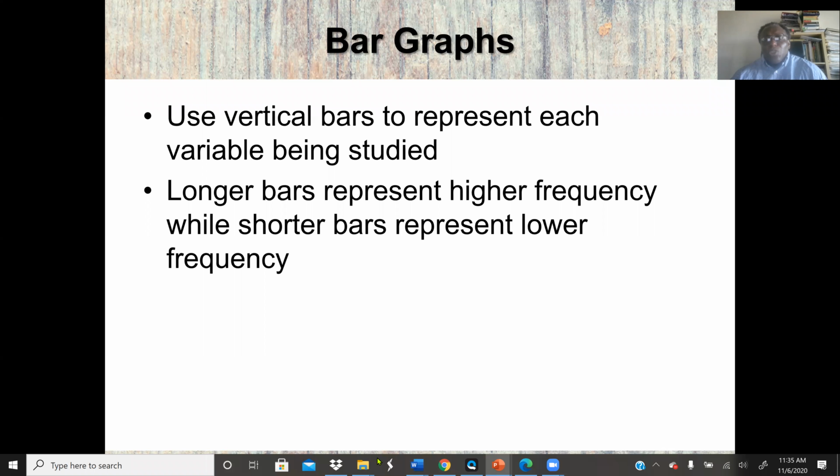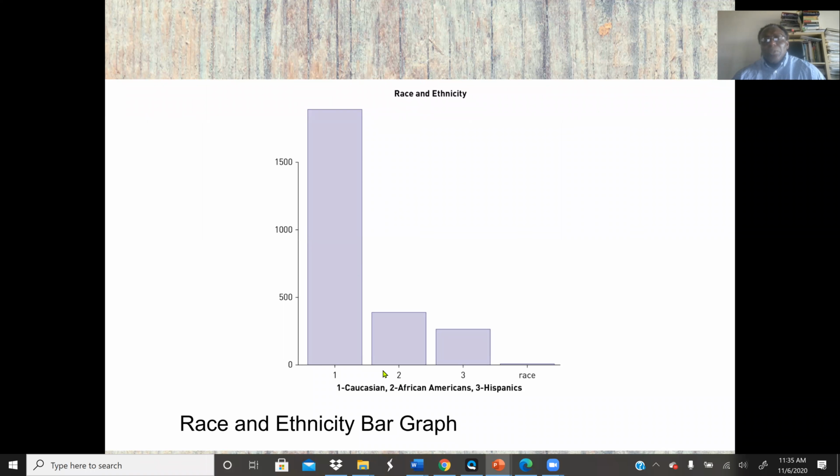Okay, so again, we are talking about the bar graph. This normally uses vertical bars to represent each variable being studied. So the longer bars have more, or higher, frequency, while the shorter bars have a low value, lower frequency or lower total tally. So this is an example.